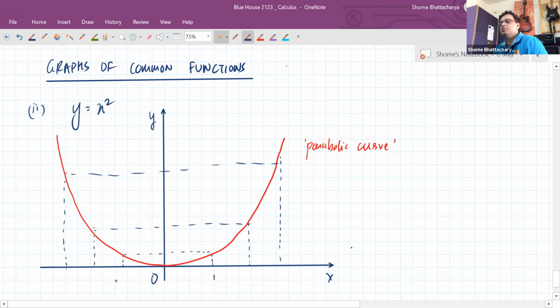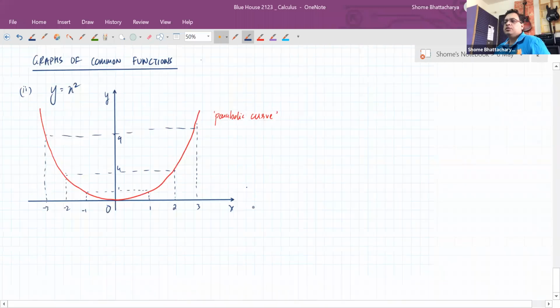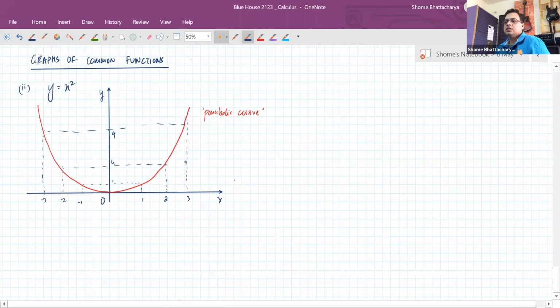For example, for 1 and minus 1, for 2 and minus 2, for 3 and minus 3, and so on and so forth. Okay. So it has this interesting kind of shape which is called the parabolic curve, which is symmetric such that the y-axis is like an axis of symmetry. And the left-hand side of the y-axis, the negative x part of the domain, is like a mirror image of the positive x part of the domain.